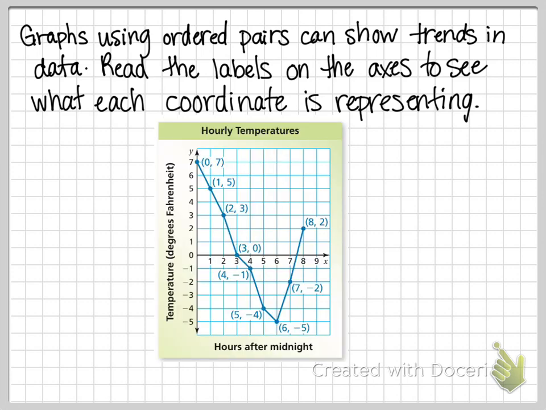For example, here is a graph representing hourly temperatures after midnight. Okay, so down here, this is showing us 1 hour after midnight, 2 hours after midnight, 3 hours, 4 hours, etc. Okay? And then over on the left side on our y-axis, that's showing us how warm or cool it was that many hours after midnight. What can you say about this data?